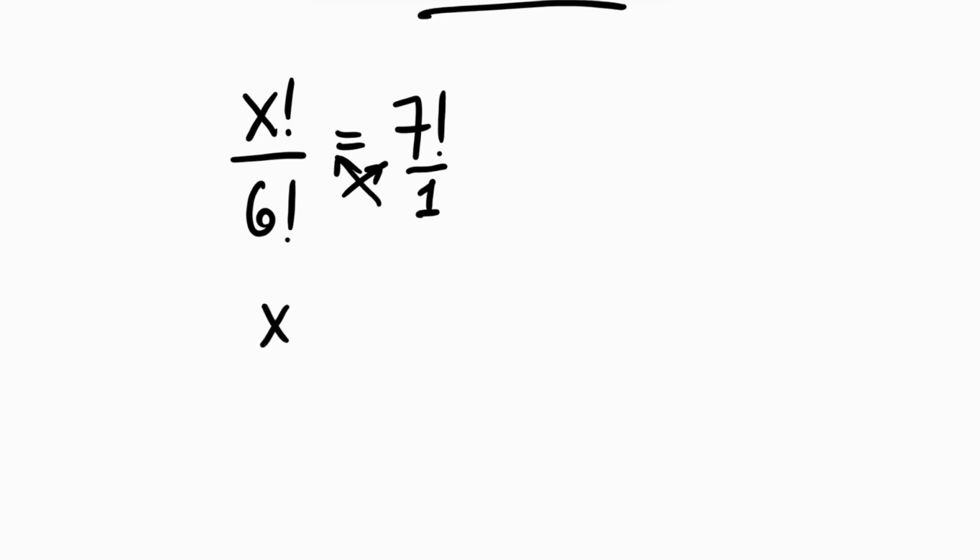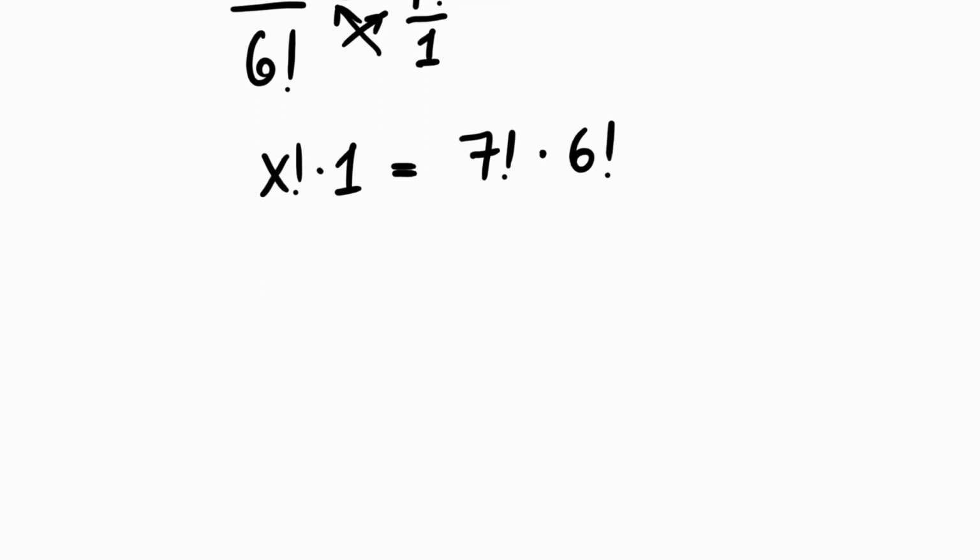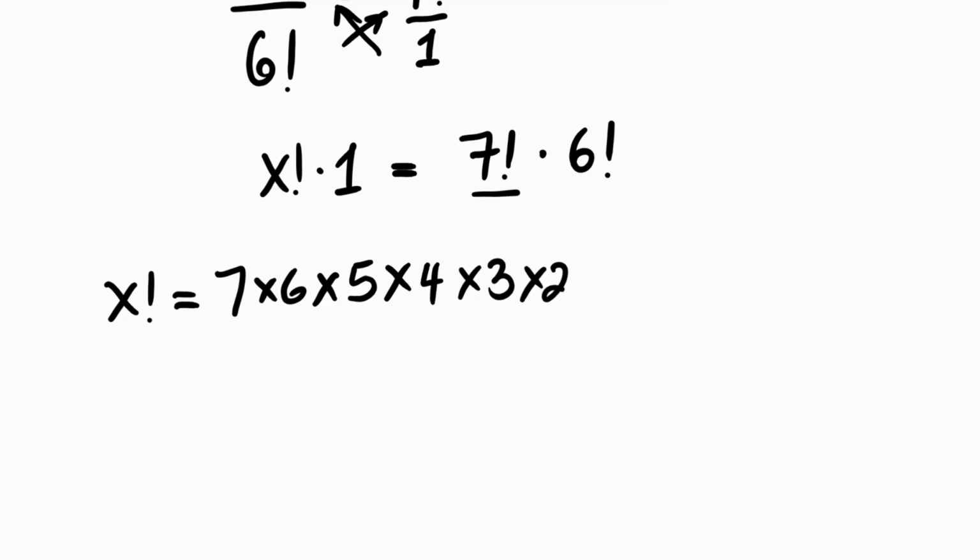Okay, so now we have x factorial times 1 equals 7 factorial times 6 factorial. Now, x factorial times 1 is the same thing as x factorial, and 7 factorial is 7 times 6 times 5 times 4 times 3 times 2 times 1. And 6 factorial is the same as 6 times 5 times 4 times 3 times 2 times 1.